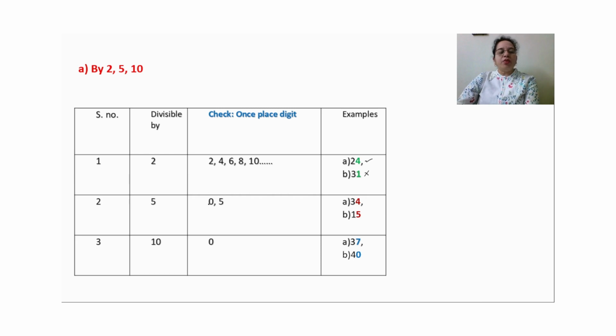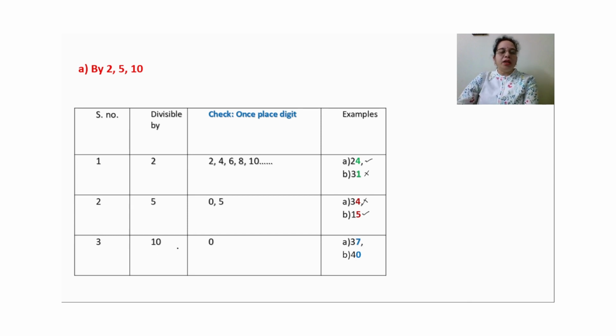Now by 5, if the unit place digit is 0 or 5, the given number will be divisible by 5. So here you can see that your unit place digit is not 5. So this number is not divisible by 5. Here your unit place digit is 5. So the number is divisible by 5.